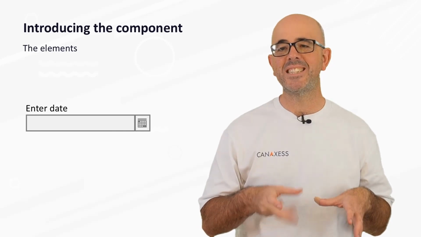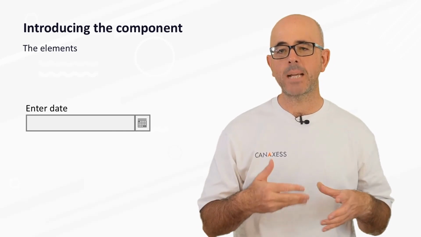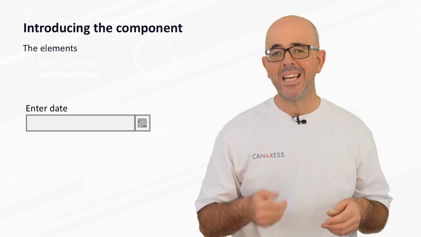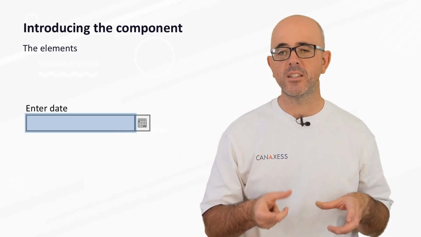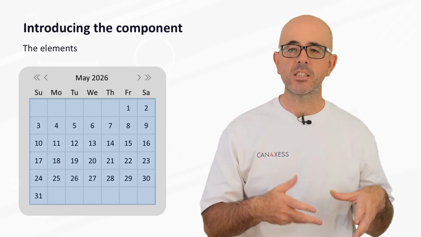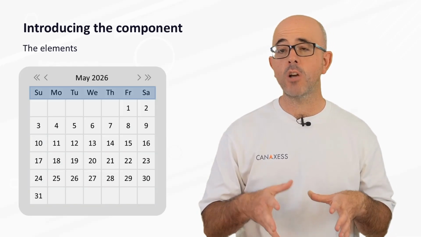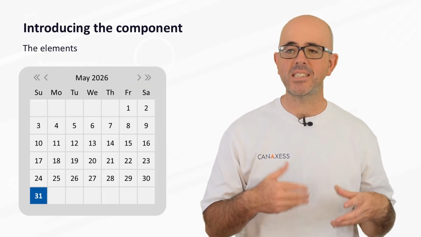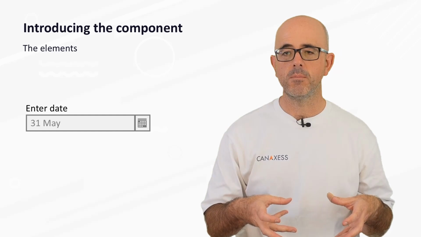But what is a date picker control? As the name suggests, it's a control that lets a user enter or select a date. It combines a text input with a button that opens a calendar panel. The calendar presents dates grouped by month and year with controls to move through those months and years. Selecting a date updates the input with the chosen value.